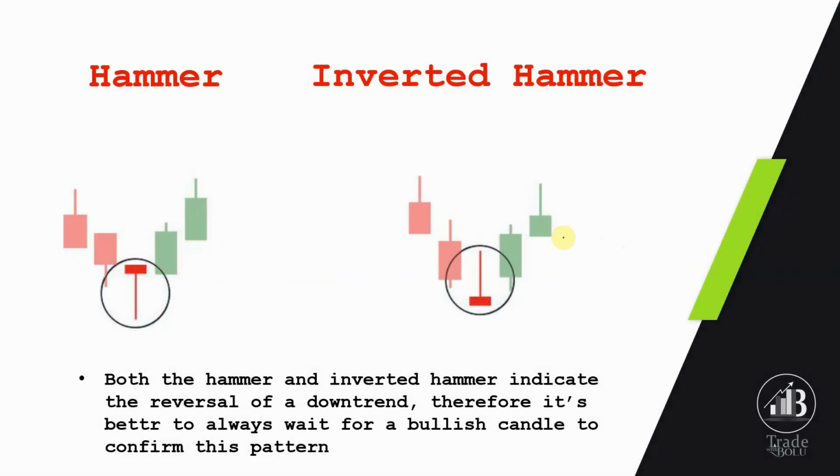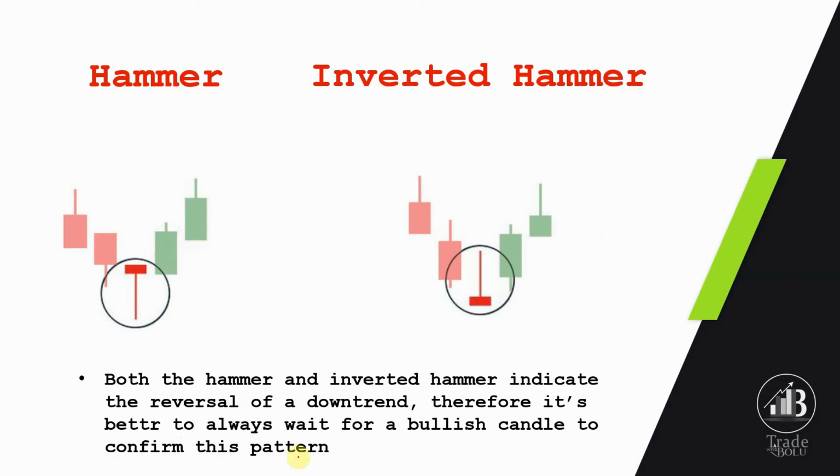So this is the hammer. You can see that here, it looks like a hammer. And then we also have the inverted hammer as well, as you can see there. Both the hammer and the inverted hammer indicate the reversal of a downtrend. Therefore it's better to always wait for a bullish candle to confirm this pattern.